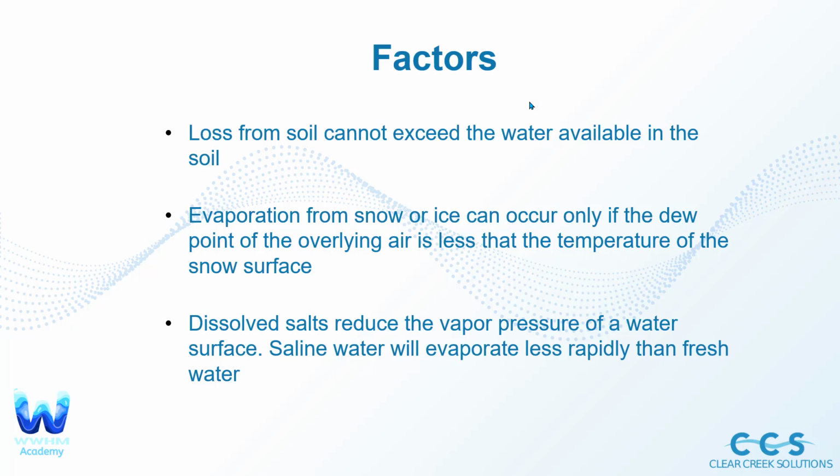And then evaporation from snow or ice can occur only if the dew point of the overlying air is less than the temperature of the snow surface. And then the dissolved salts will reduce the vapor pressure of the water surface, and so saline water will evaporate less rapidly than freshwater sources. So that's going over stream gauges, evaporation, and transpiration.